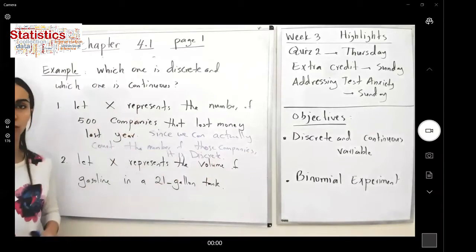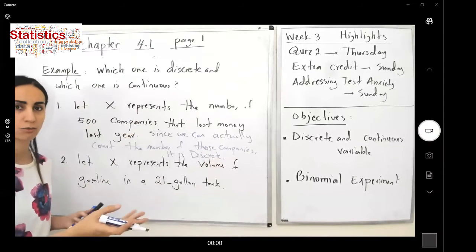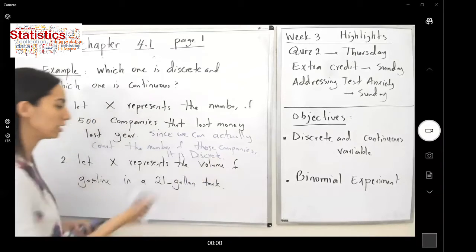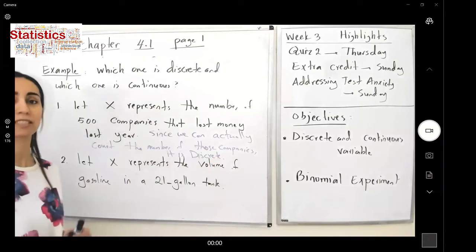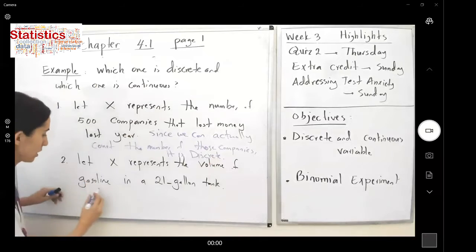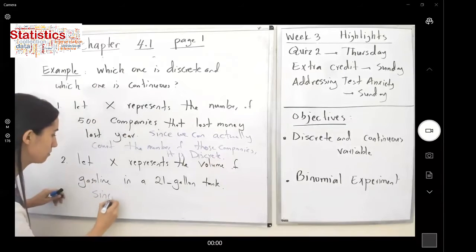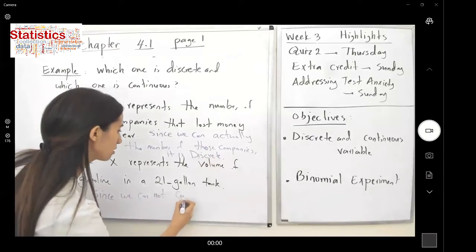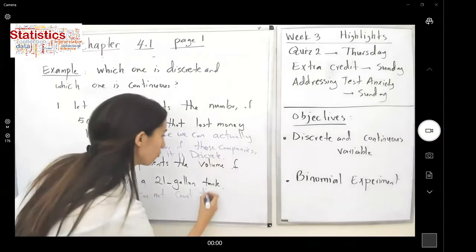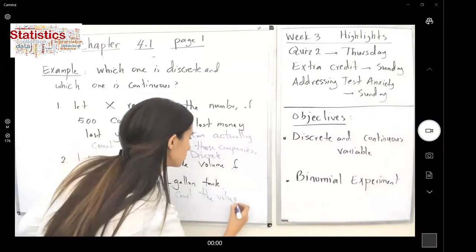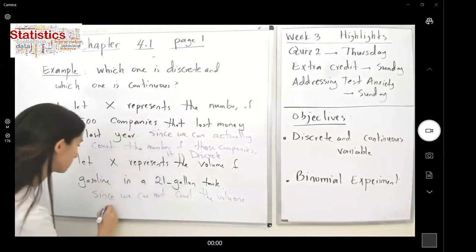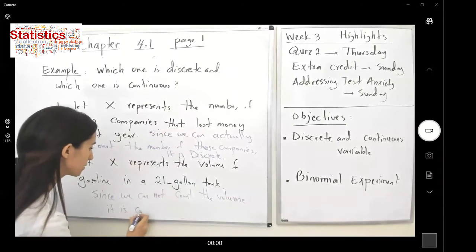What about the second one? Can we count? What is it? Is it 1? Is it 2? What is it? It's the volume. Volume is continuous. Since we cannot count the volume, it is continuous.